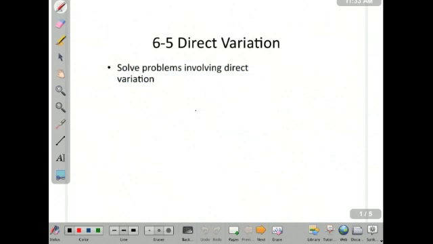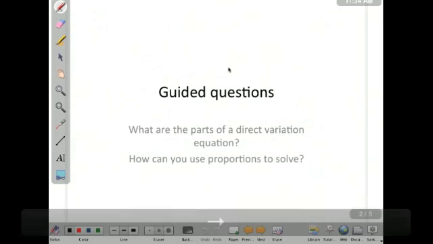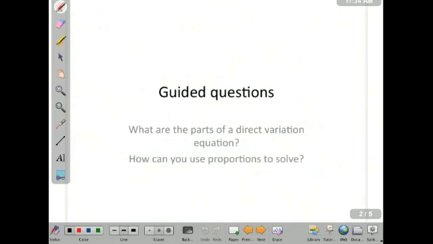In this presentation, we're going to learn how to use direct variation and direct variation equations. You'll be able to solve problems involving direct variation. Some guided questions: What are the parts of a direct variation equation, and how can you use proportions to solve?